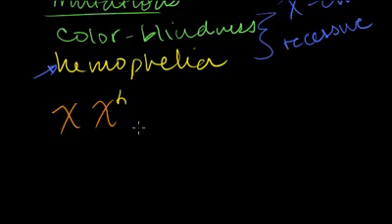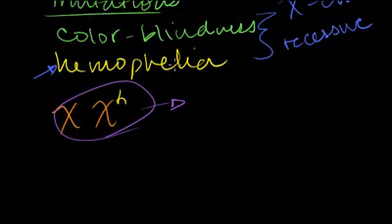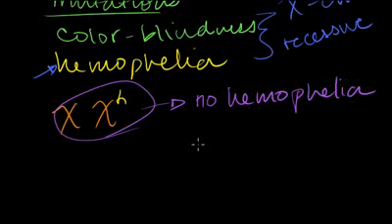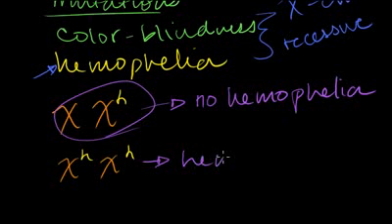Her phenotype right here is going to be no hemophilia. She'll have no problem clotting her blood. The only way that a woman could be a hemophiliac is if she gets two versions of this, because this is a recessive mutation. Two versions. Now this individual will have hemophilia.